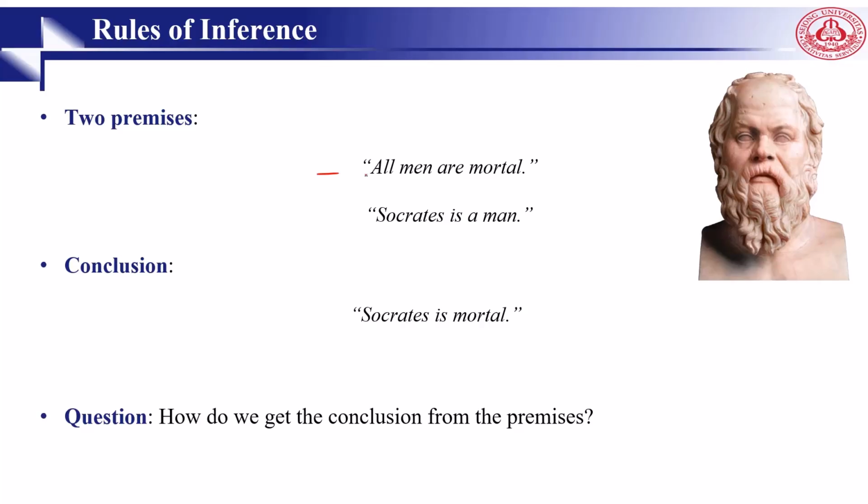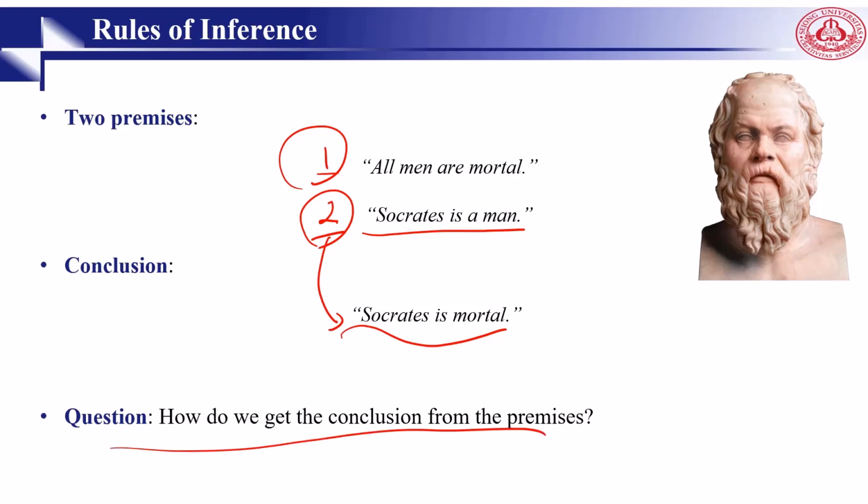We have two statements, statement number 1 and statement number 2. In the first statement, we claim that all men are mortal, right? All men are mortal. Everyone will die at the end. No one is going to be here forever. And we all know that Socrates is a man. It means, based on statement number 1 and statement number 2, we come to the conclusion that Socrates is mortal. That's why we don't have Socrates anymore, right? He died, he was mortal because he was a man. The question is, how do we get to this conclusion?